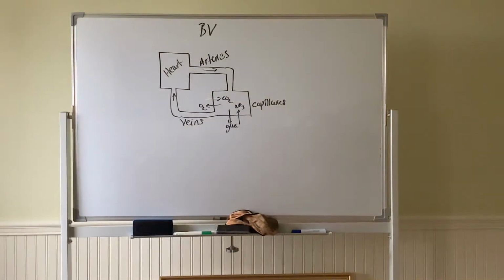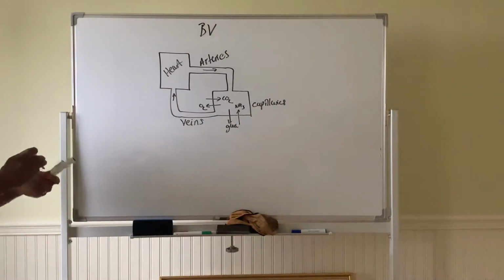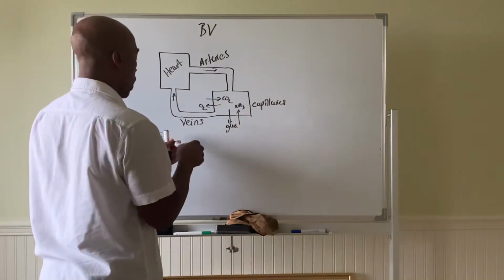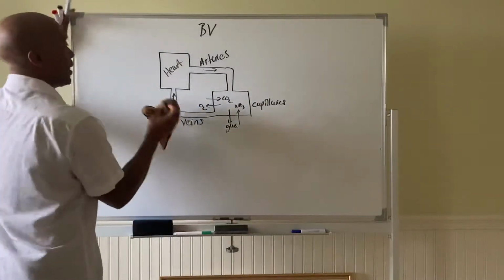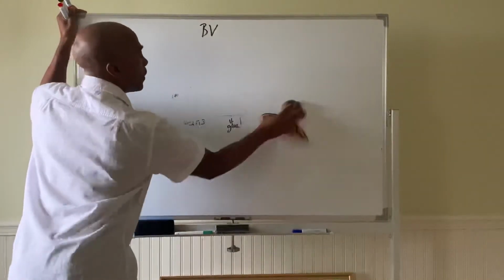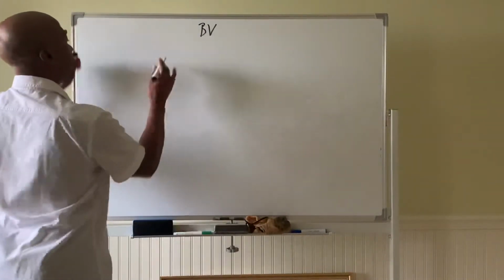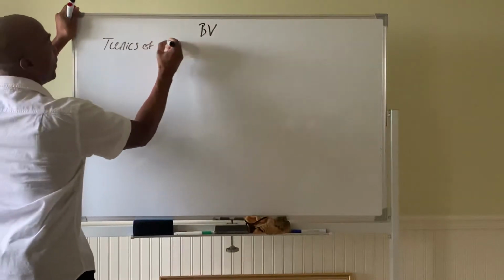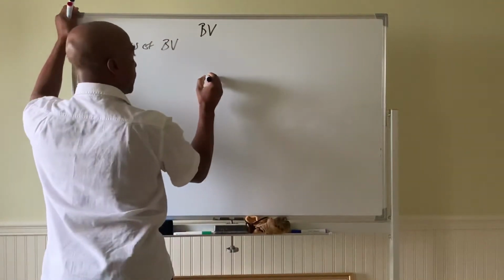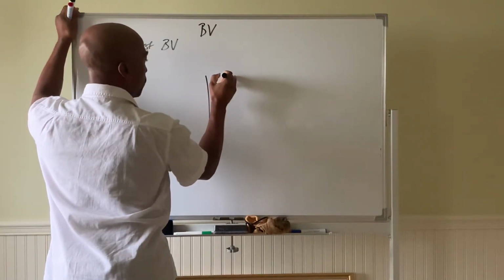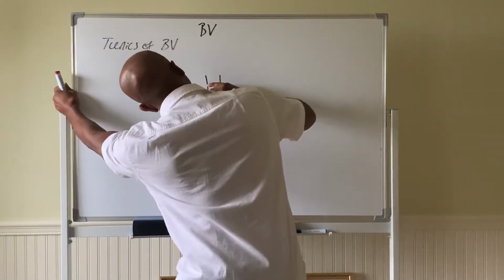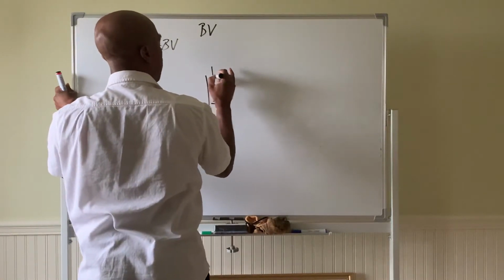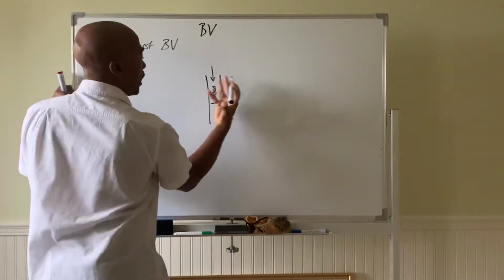Okay, let's look at the basic structure of your blood vessels. It doesn't matter whether they are arteries, capillaries, or veins; they have a certain structural anatomy. So let's see what it is. This is called your tunics of your blood vessels, all right? In the middle of the blood vessel, where the blood flows, is called the lumen. The blood flows through the lumen of the blood vessel. And then you have three layers around that lumen.